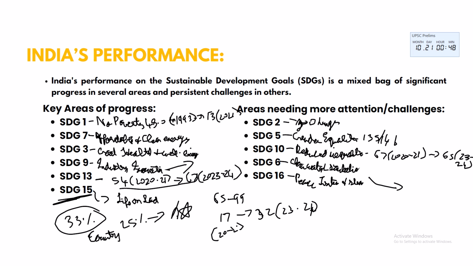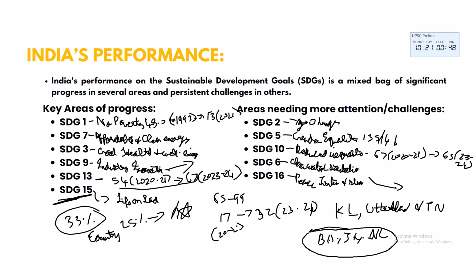Top performers are Kerala, Uttarakhand, and Tamil Nadu, while the bottom performers are Bihar, Jharkhand, and Nagaland. However, all these bottom performer states are also trying to adopt the sustainable development goals and bring in more development to their respective states.